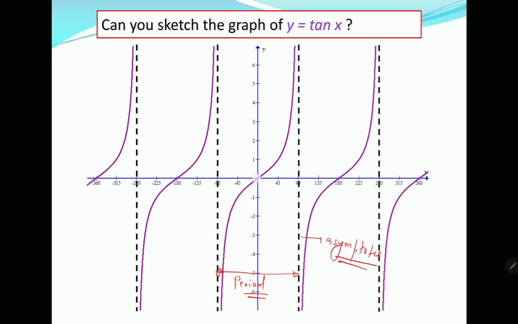It is 0 at x equals 0, and that's it. Its period is pi. So for sine and cos, okay, sine and cos period is 2 pi, and tan and cot period is pi. Also for sec and cosec, the period is 2 pi.